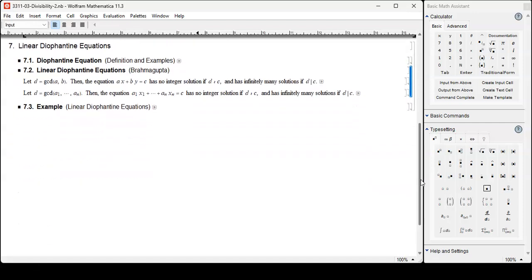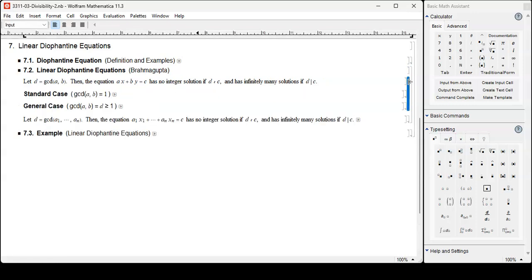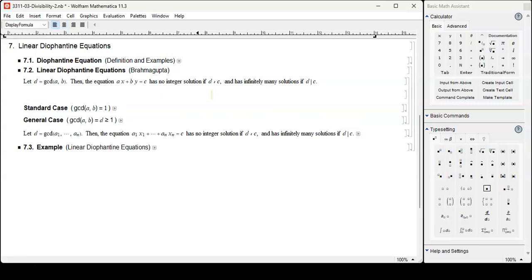We just discussed linear Diophantine equation, the general form versus the standard form. So this equation, ax plus by equal to c, has no integer solution if the GCD of the coefficients a and b does not divide c, and it has infinitely many solutions if that GCD divides c. Not only that, you can have appropriate reduction.